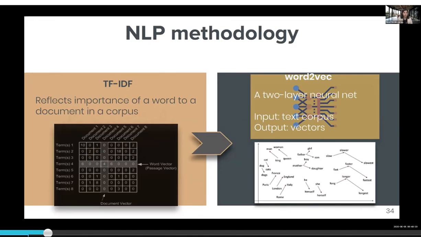In order to solve this, TF-IDF is used as a weighting statistic for word2vec. For TF-IDF, the value increases proportionally with the number of times a word appears in a document, but it decreases proportionally with the total number of documents in the entire corpus that contain the word. Next slide.